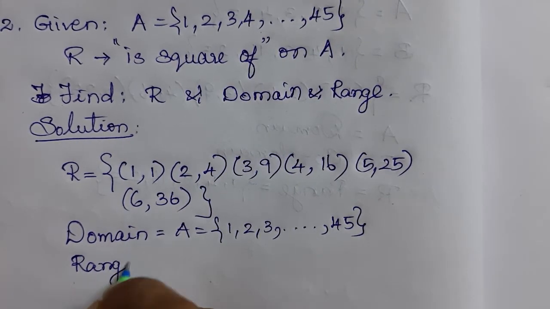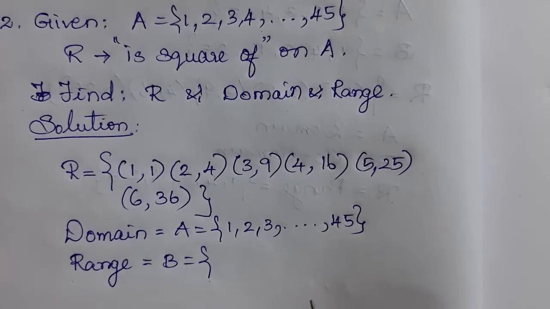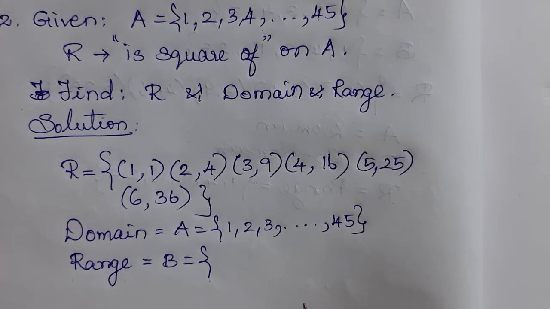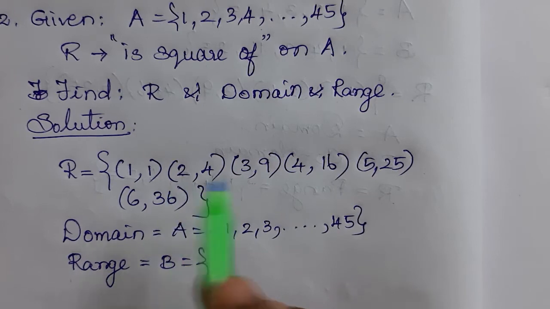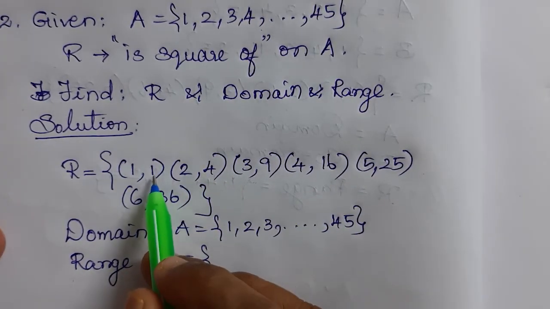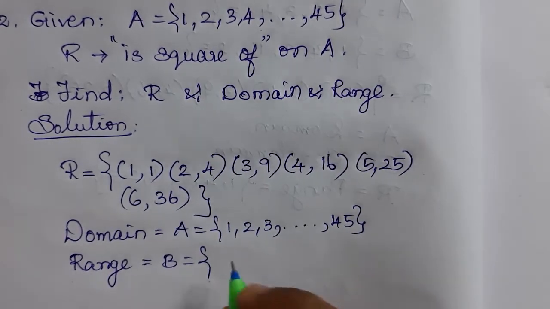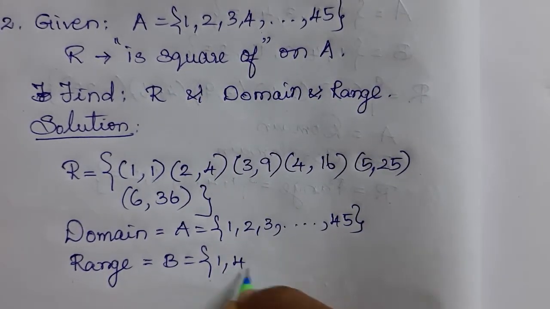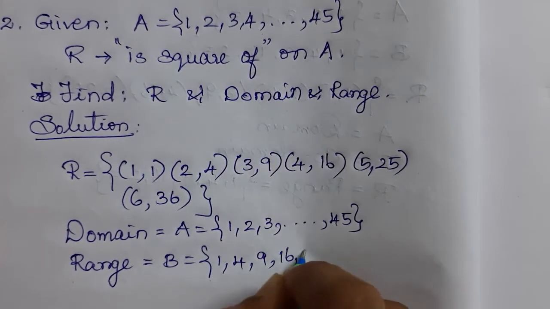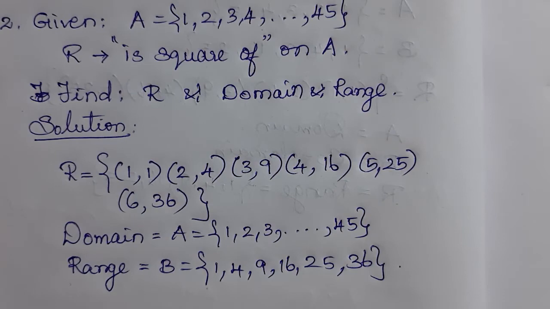What is range? Range is nothing but the outcomes under the given specific condition. So what is the outcome? The second term of the relation is called the range. What are the second terms? 1, 4, 9, 16, 25 and 36. So that is your range. 1, 4, 9, 16, 25 and 36 is your range.